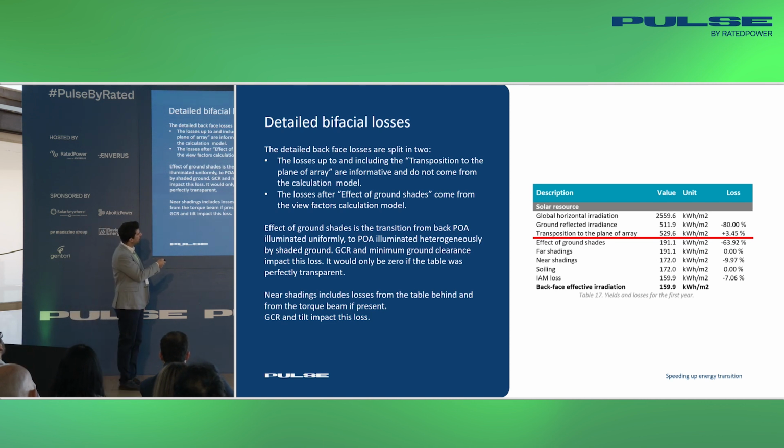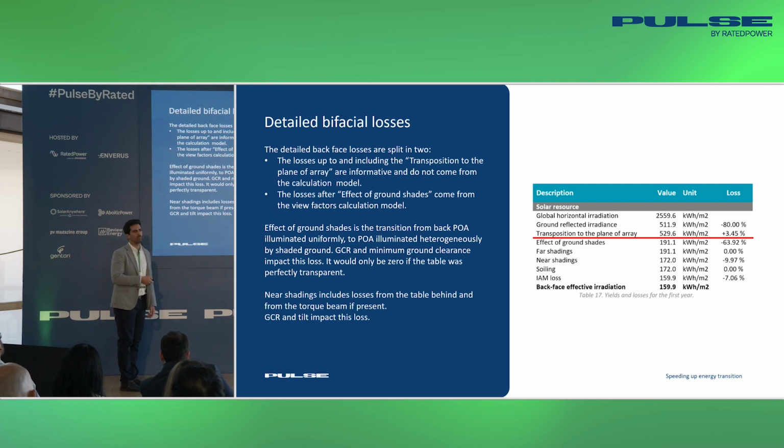Then this value here, effect of ground shades, is where we are actually getting results from the view factor model. This result is calculated without considering any of the near shading objects. So it's just the structure itself and the ground, but the ground is already with the shades coming from its own shade and the shades of the structures behind it, right? So we see a very high loss value in here.